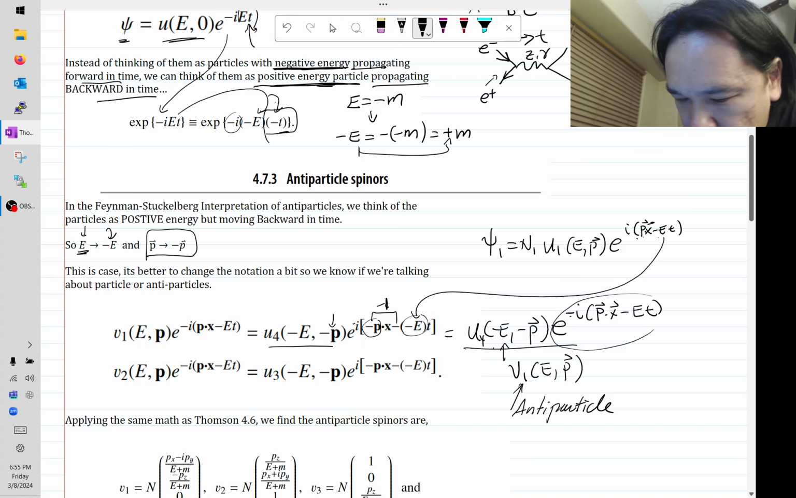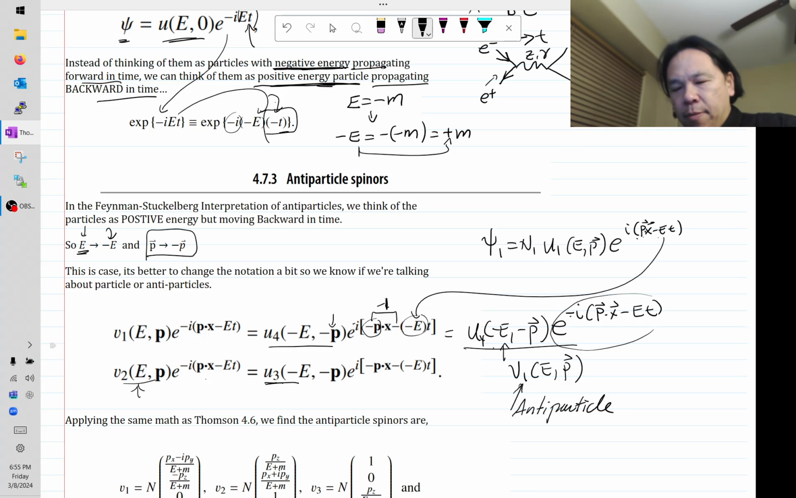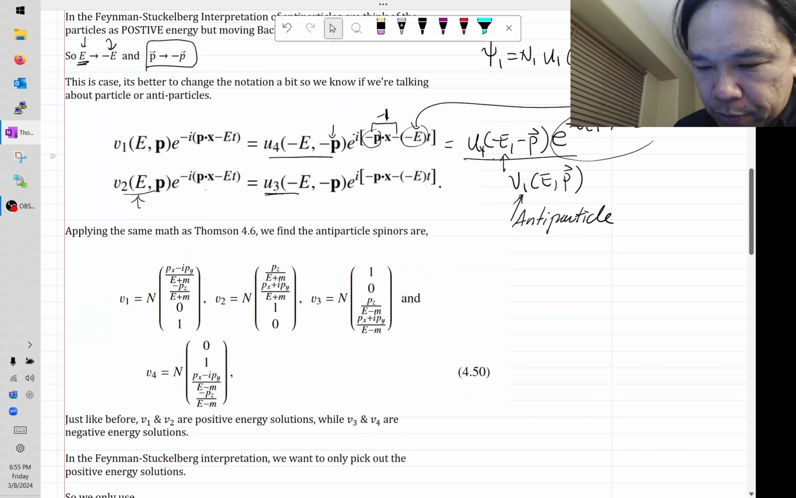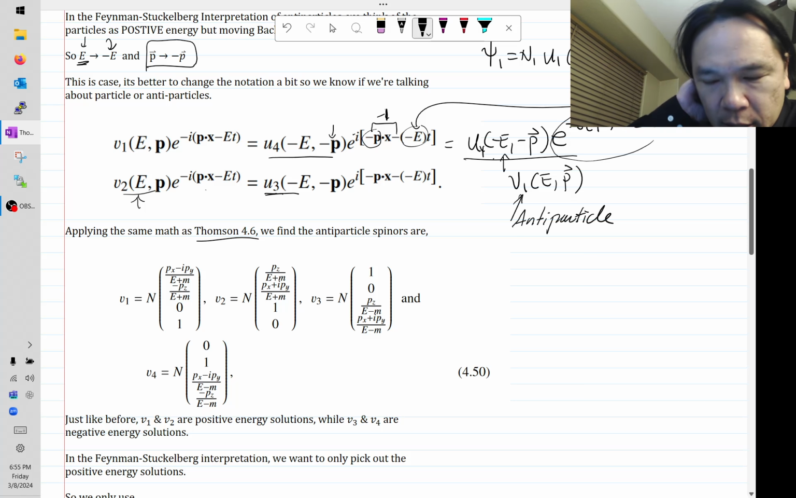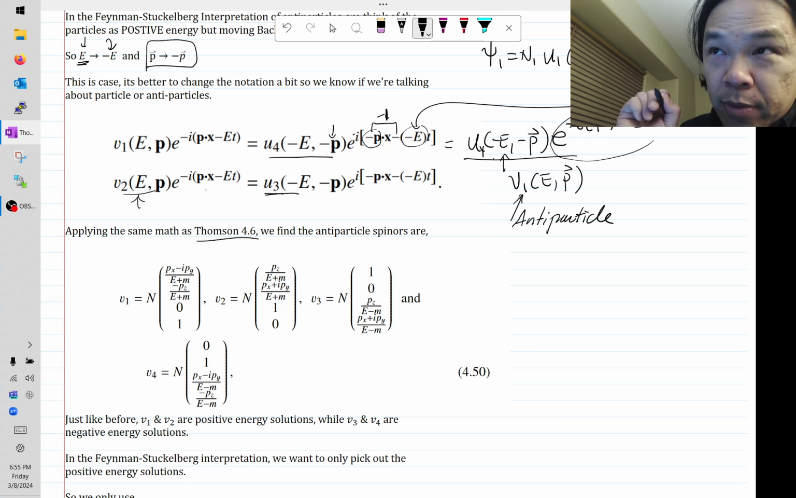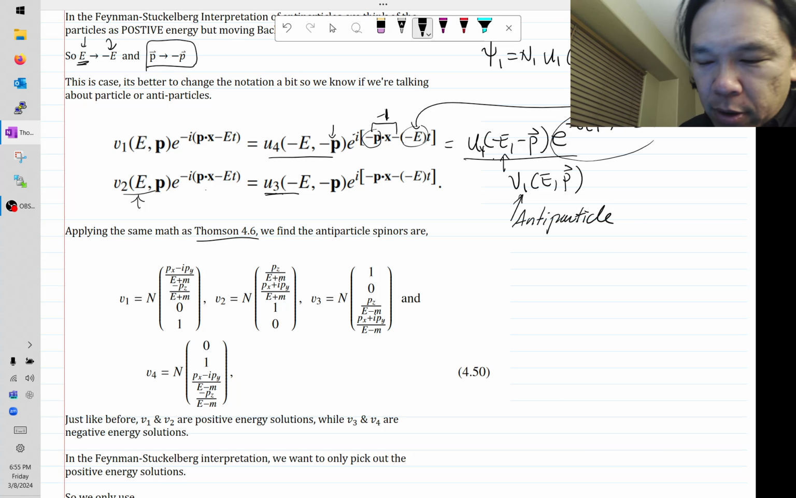And similarly, V2 is the same flip, but instead of flipping U4, we're going to flip U3 instead. So applying this math, just as what we did before, but now we're thinking about them as antiparticles, where we flip the sign of time.